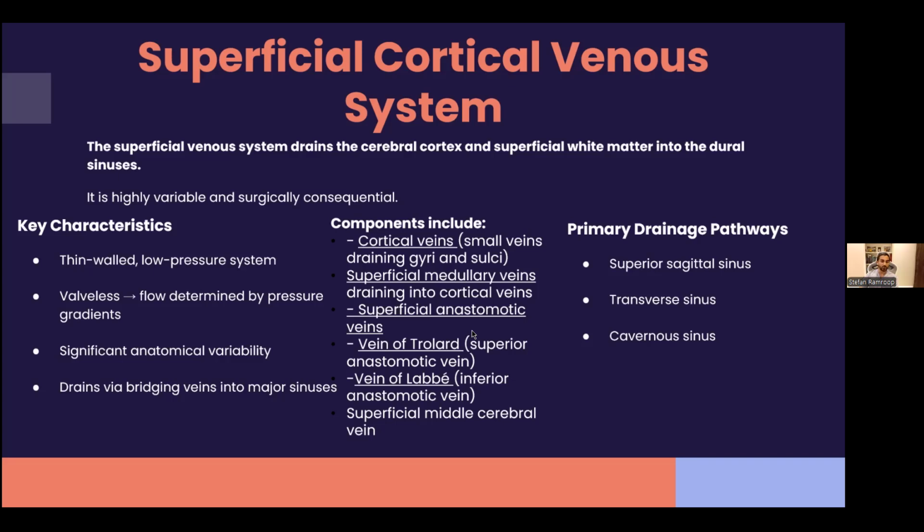Your superficial cortical veins drain into the dural venous sinuses through the bridging veins. These bridging veins traverse the subdural space before emptying into the superior sagittal sinus, transverse sinus, and cavernous sinus. They are encountered frequently during interhemispheric approaches, parasagittal meningioma resections, temporal craniotomies, and sylvian fissure dissections.